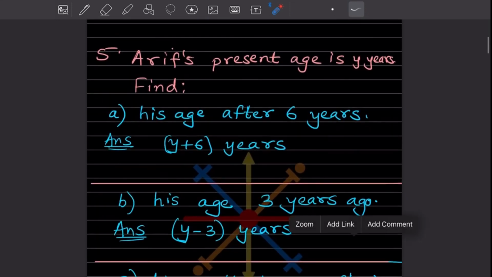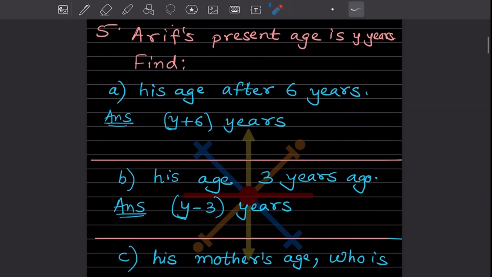Now the next question says that Arif's present age is Y years and find his age after 5 years. So after 5 years means now we are going to add it. So present age is Y. So after 6 years means you are going to add Y plus 6. Okay. Now his age 3 years ago means before 3 years. Present age is Y. Before 3 years means it is going to be Y minus 3.